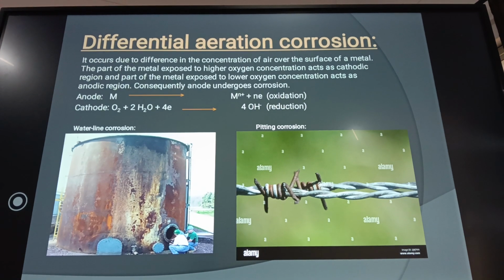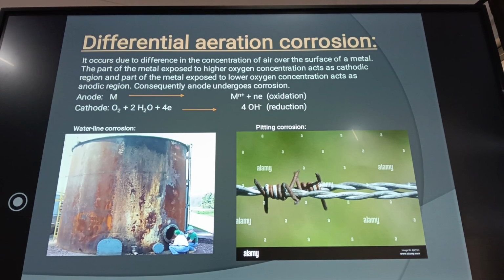Now you can see there are two types of differential aeration corrosion. One is waterline corrosion, and the other is pitting corrosion. Waterline corrosion is the corrosion that takes place on the surface of the metal where the waterline separates the surface of the metal into anode and cathode. It causes waterline corrosion.